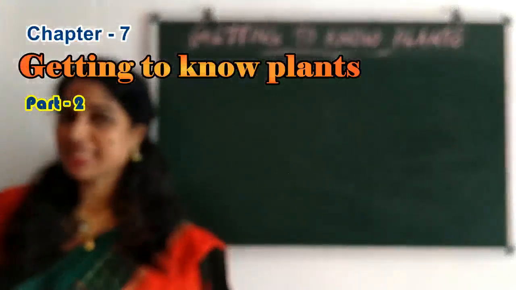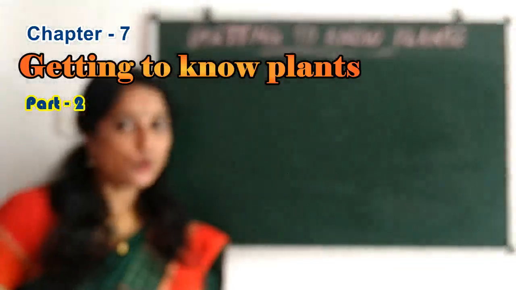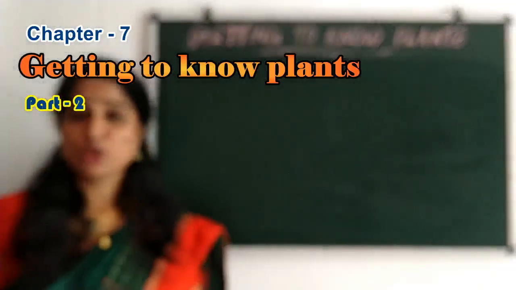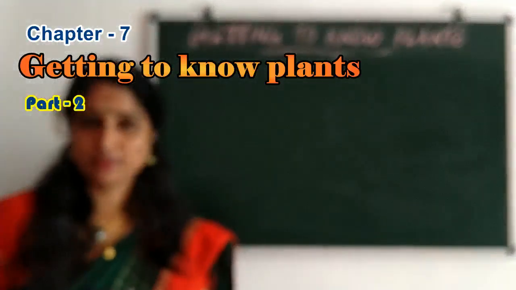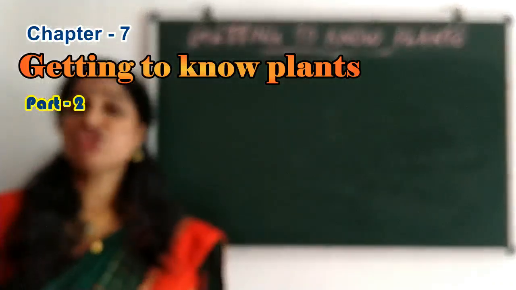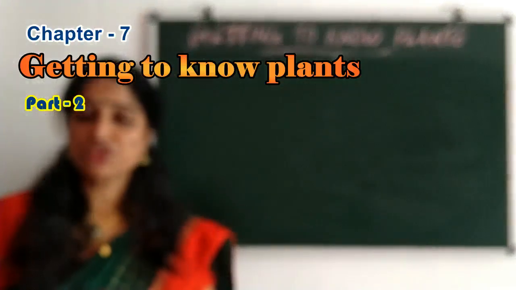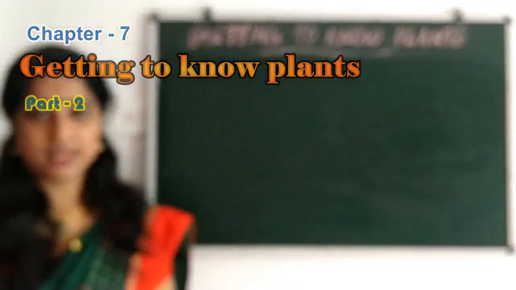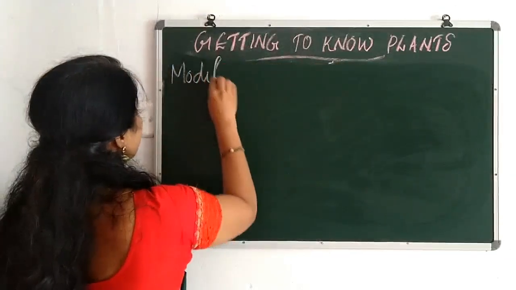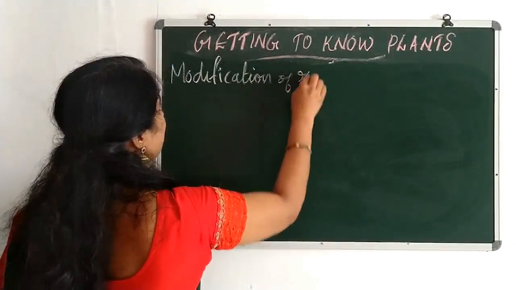Last class, we discussed the root system and the functions of the root. That time I told you that root has some more functions. For performing such functions, roots have to undergo certain changes. If you want to do something else, you need to change, isn't it? Yes. So such changes are known as what? Modification. So for performing extra functions, roots are getting modified. That is the modification of root, or we can say root modification.